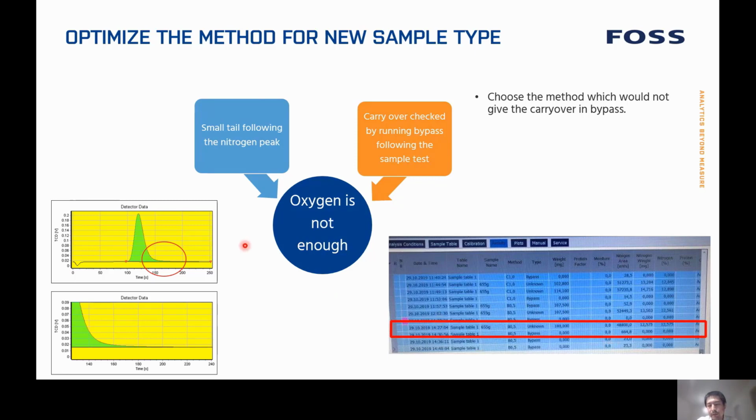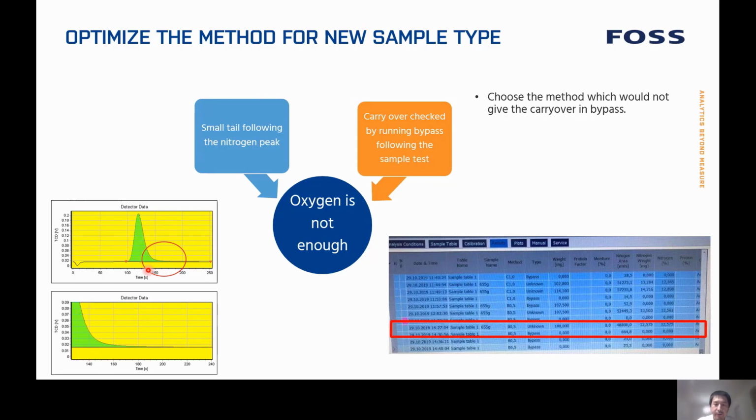As mentioned in the previous method, after you run a sample, if you run a bypass and the bypass value is very high, like this one is over 100, around 660, then you have some carryover. That means the combustion is not complete. You should increase the oxygen amount, or you have some peak tail after the nitrogen. So this is the way you can optimize the method.